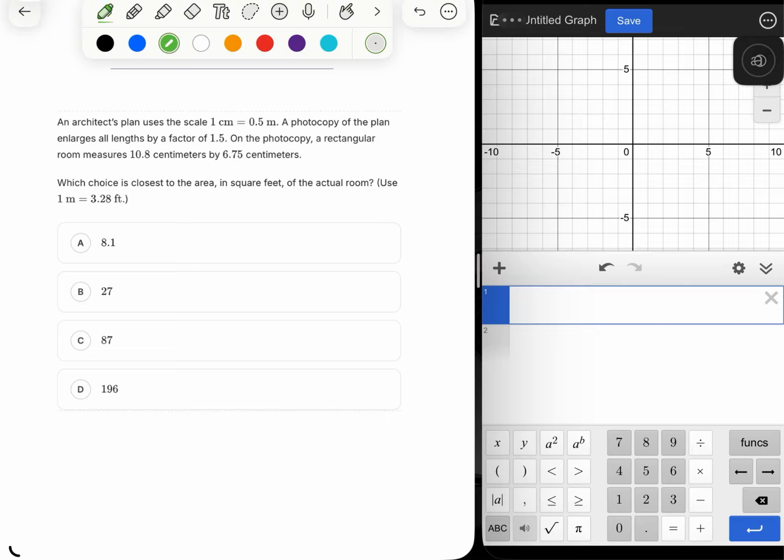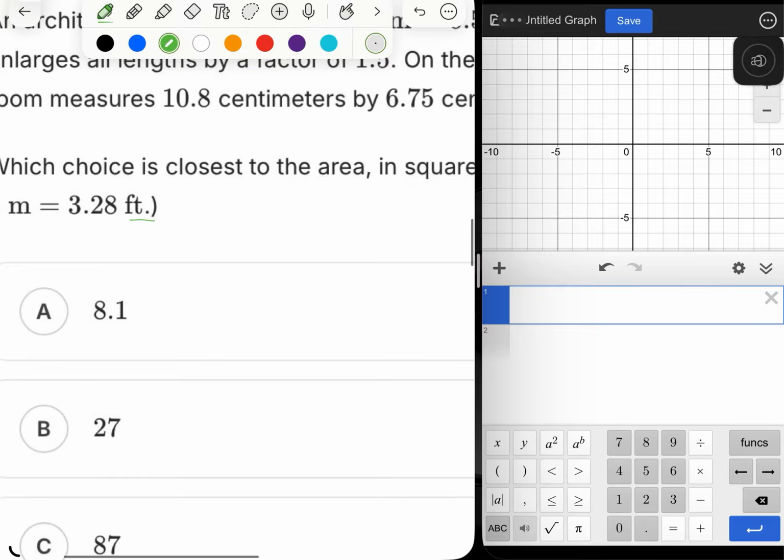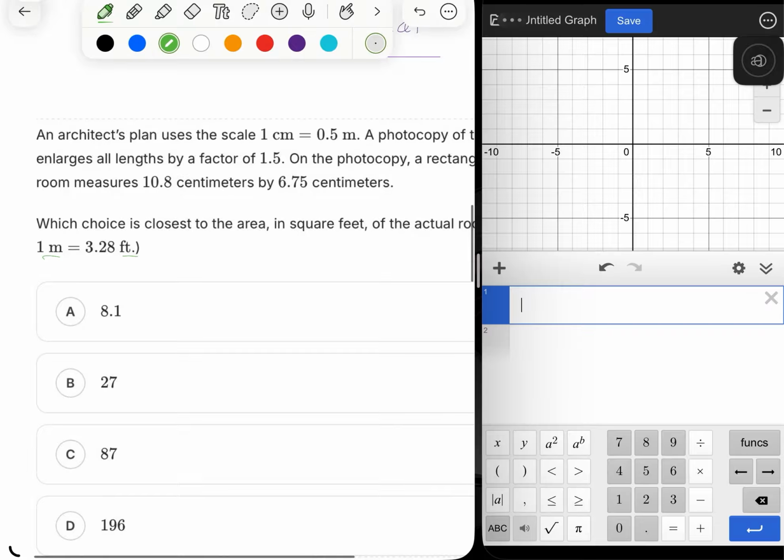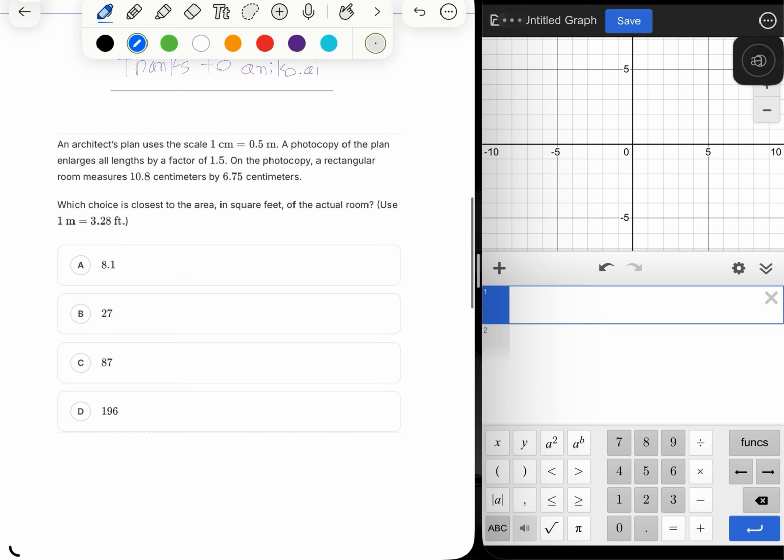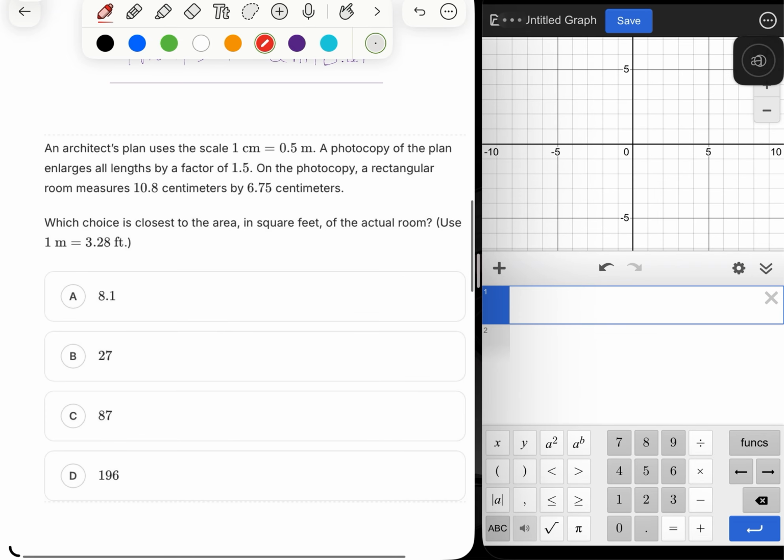So right away with these unit conversion problems, there's a lot of units given. A lot of different units because we have meters, feet, centimeters, we have a scale factor. So your best bet for this problem is to work backwards from what you're given. So you're given that the room measures 10.8 centimeters by 6.75 centimeters. So that's your starting point, because that's the information that you know. That's the dimensions that you currently know.